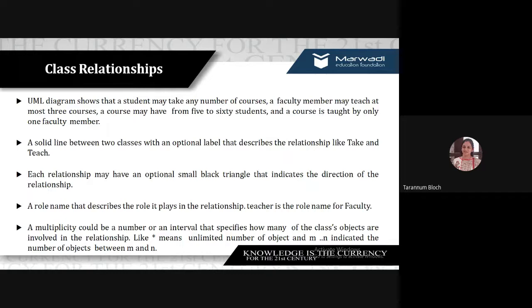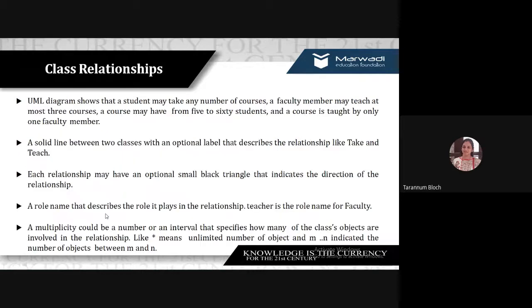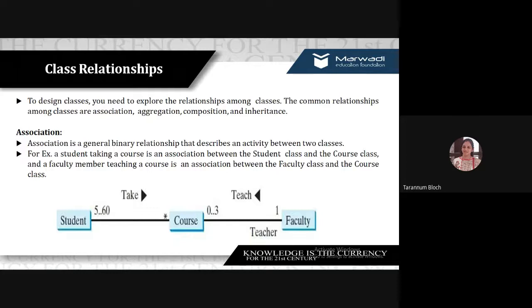And a course is taught by one and only one faculty. Course, only one faculty. Faculty can take at most 3. It means no course also. No, 1, 2, 3. Maximum 3, minimum 0. And a student can take any number of courses if they want. But a course must have any number of students between 5 to 60. So this is called multiplicity. Is it clear?